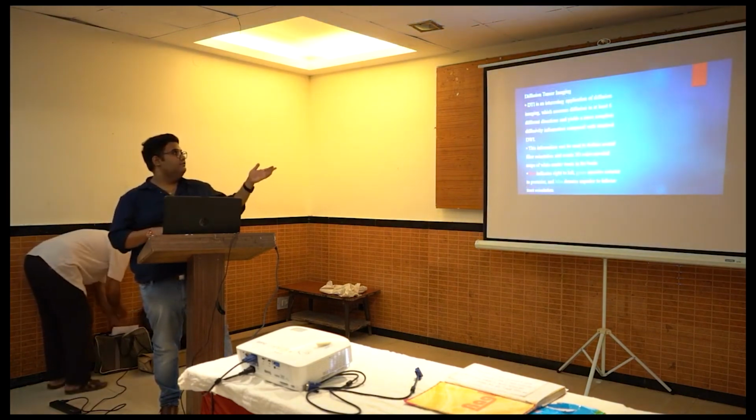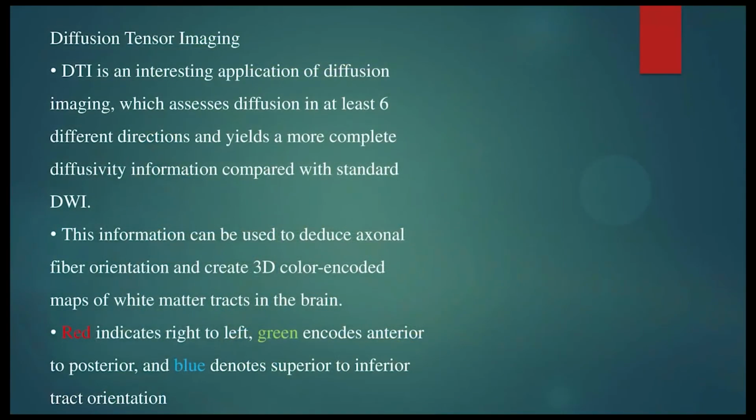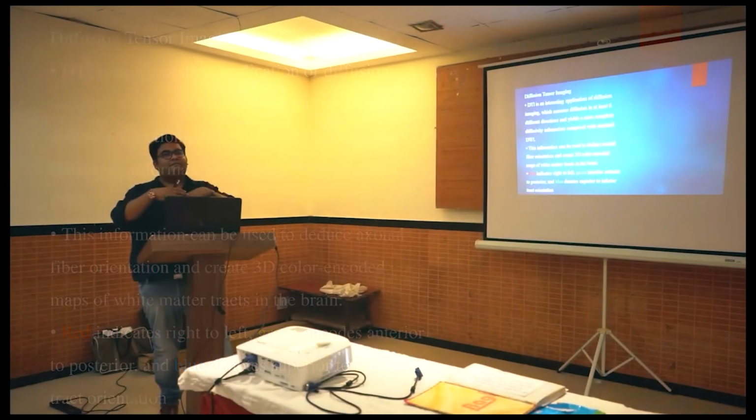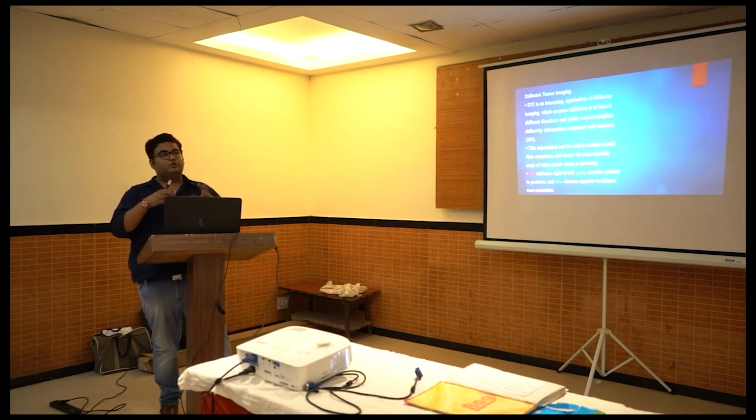Again, we are talking about diffusion tensor imaging. This is something like diffusion weighted imaging, where we were exploiting the Brownian movement of water. As we know, normal fluid has isotropy. Isotropy means water can travel anywhere. That is what we were exploiting in diffusion weighted images.